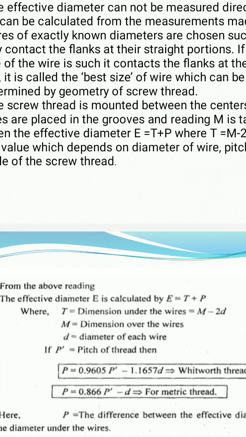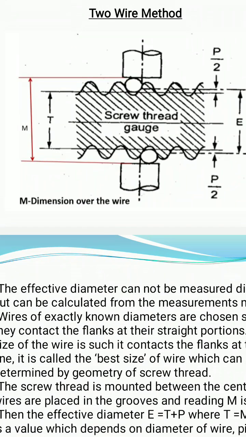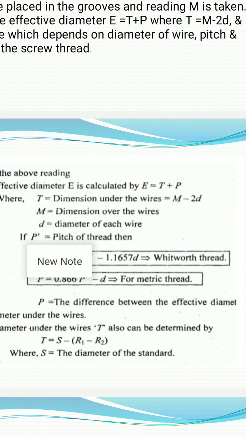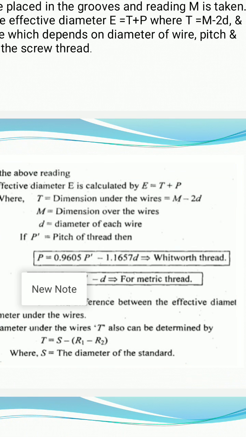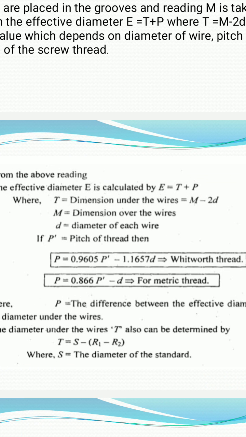Now we don't know both T as well as P. How to calculate T? We know capital M, the diameter above the wires. We measure that using the screw gauge, so we know capital M. So T is equal to capital M minus 2 times the diameter of the wire. Just see the diagram here. From capital M, if I subtract the diameter of the wires two times, I get capital T. Correct? So once we know capital T, now P is remaining. P is the distance between the pitch line and the under-the-wire line. So T equals M minus 2D.